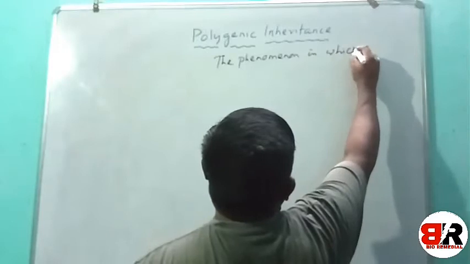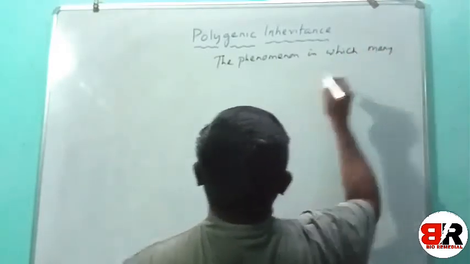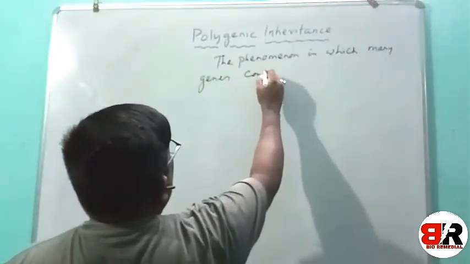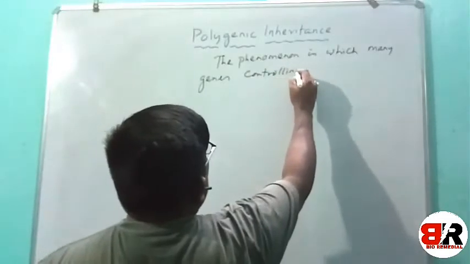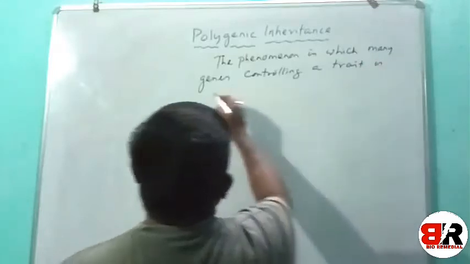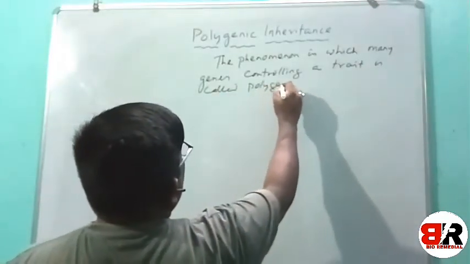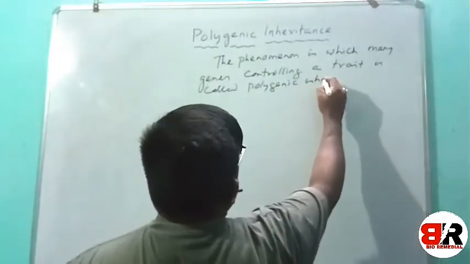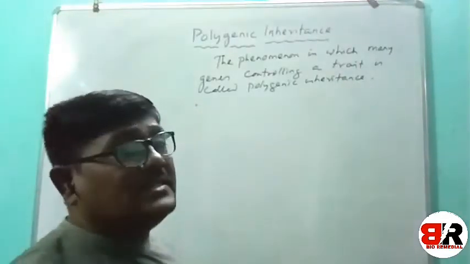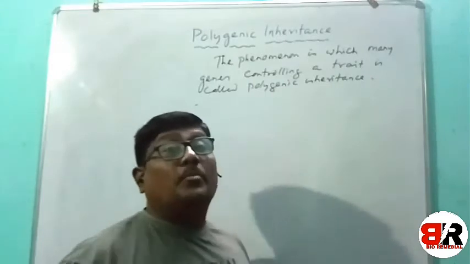which many genes controlling a trait is called polygenic inheritance. And students, the genes which are responsible for a particular trait, all those genes are called polygenes.